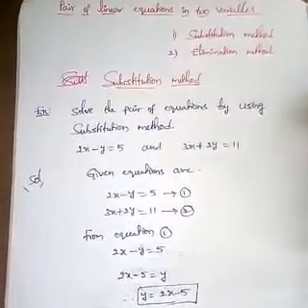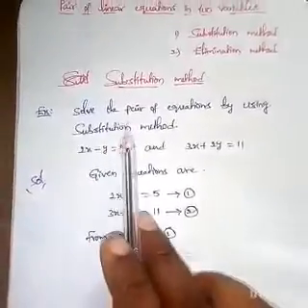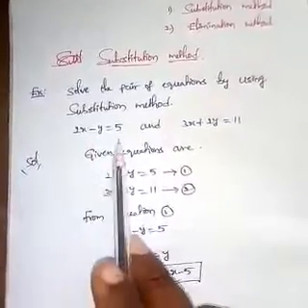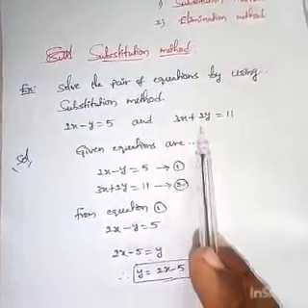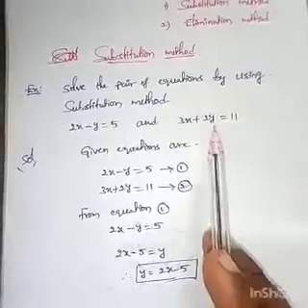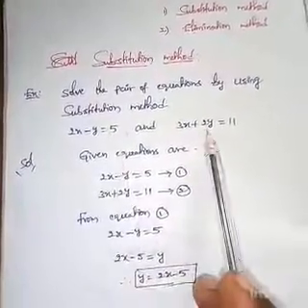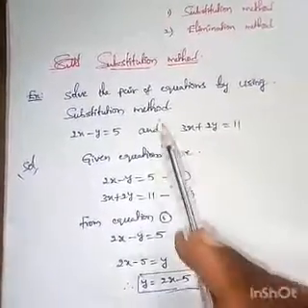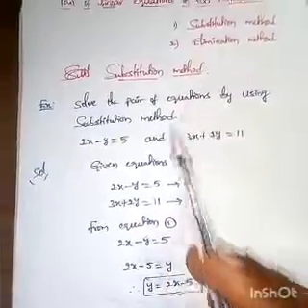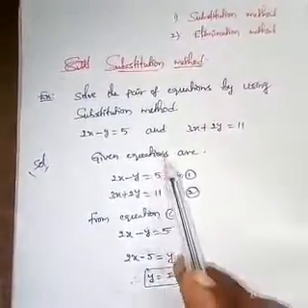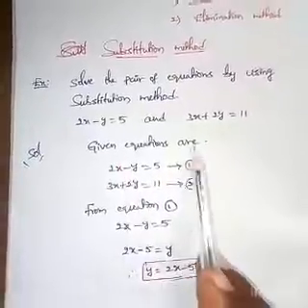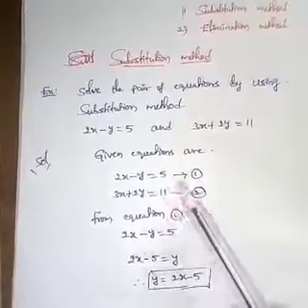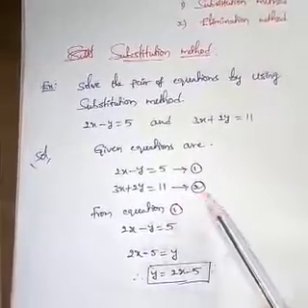To understand this method, let us consider the example here. Solve the pair of equations by using the substitution method. The equations are 2x minus y equal to 5 and 3x plus 2y equal to 11. Here we have a pair of linear equations and we are going to solve this pair by the substitution method. So write the given equations first. Name these equations as equation 1 and equation 2.